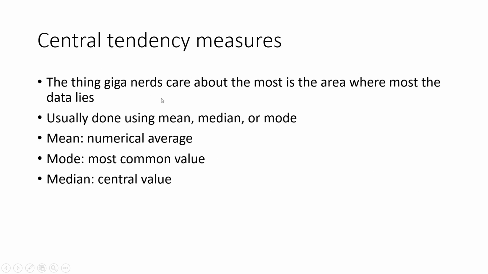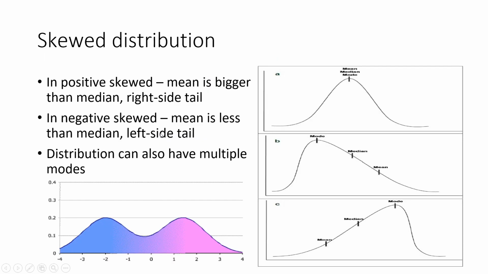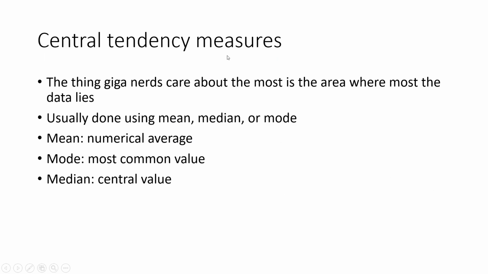So, let's look at each of those two statistics that we talked about up here, central tendency and variation, in more detail. Central tendency is what biostatisticians will care about a lot because it's where most of the data probably is. We usually find this by looking at the mean, the median, or the mode. The mean is the numerical calculated average. The mode is the most common value that you found. And the median is the central value. So, you're already prepared for this. We're going to do an example. Let's just get into it.